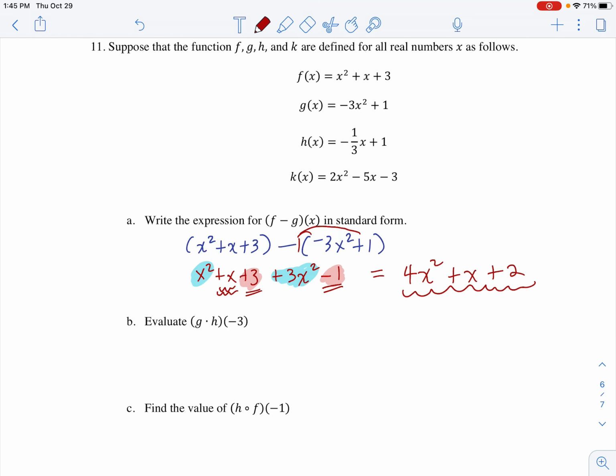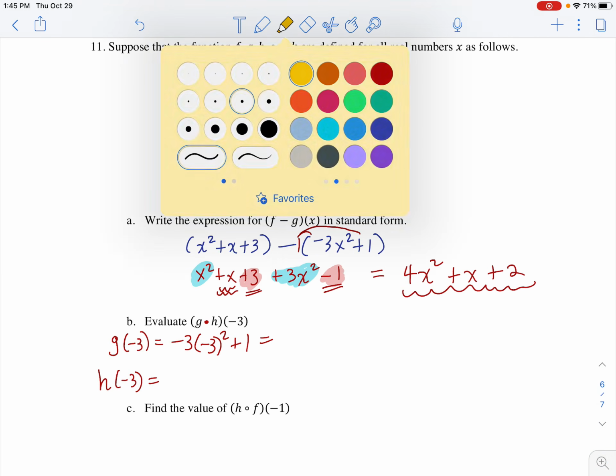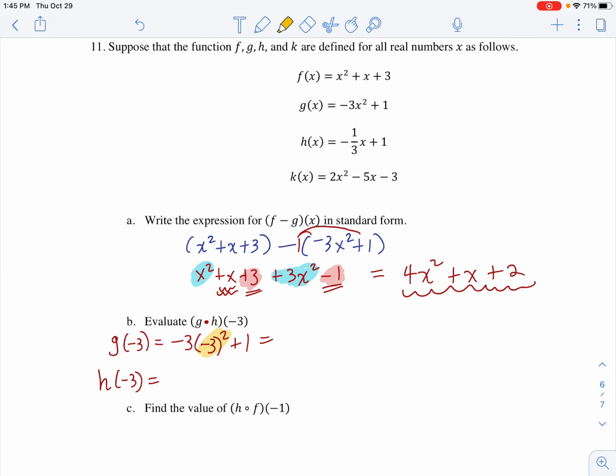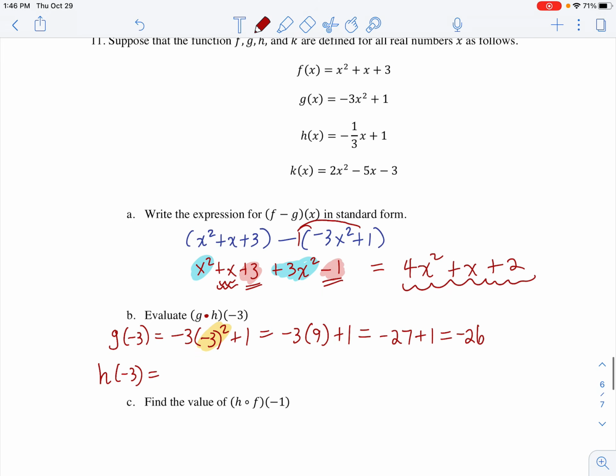All right, now this one, g times h of negative 3. I told you that you can just go ahead and find g of negative 3 and h of negative 3. And guess what you're going to do after getting those answers? You will simply multiply them. So let's plug in negative 3 into g. That's what g is. So very carefully, it will be negative 3 times negative 3 squared plus 1. When you are evaluating this, make sure you square first. Do not multiply first. If you square first, you will get negative 3 squared, positive 9. And if I simplify this, I will get negative 27 plus 1. So g of negative 3 is negative 26.